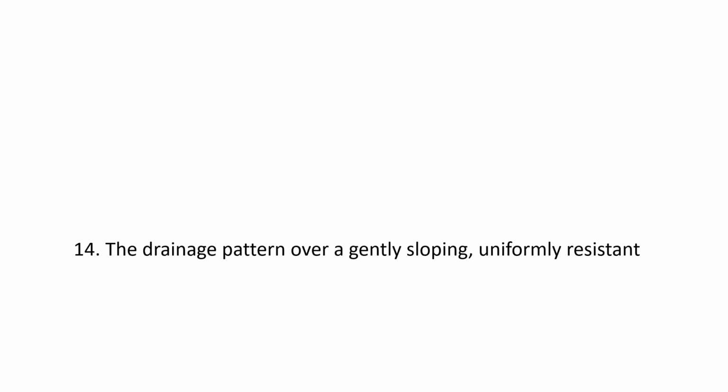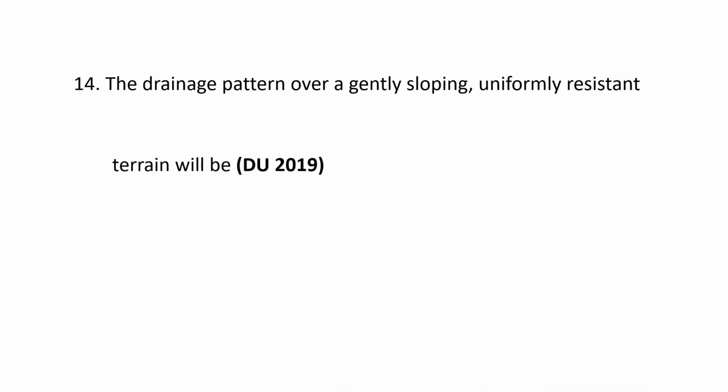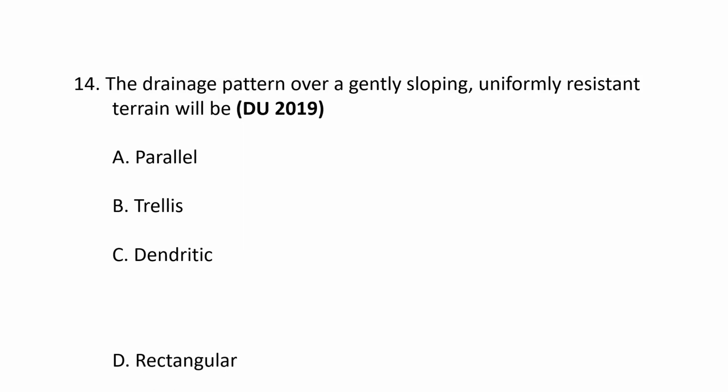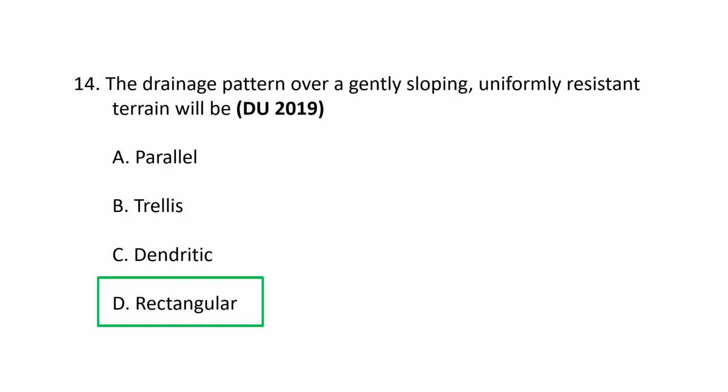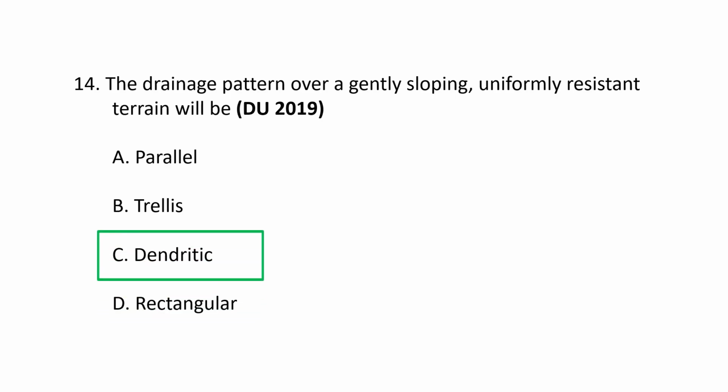Next question. The drainage pattern over a gently sloping, uniformly resistant terrain will be A. Parallel, B. Trellis, C. Dendritic, and D. Rectangular. So the correct option is C. Dendritic. The drainage pattern over a gently sloping, uniformly resistant terrain will be dendritic. This type of pattern resembles the branches of a tree, and it forms when rock material is homogeneous and shows no structural control over the direction of stream flow, allowing tributaries to merge with the main stream at acute angles. So C. Dendritic drainage pattern is the correct option.